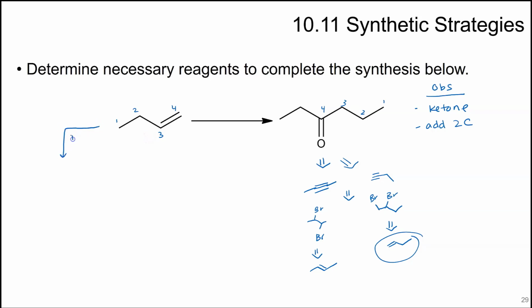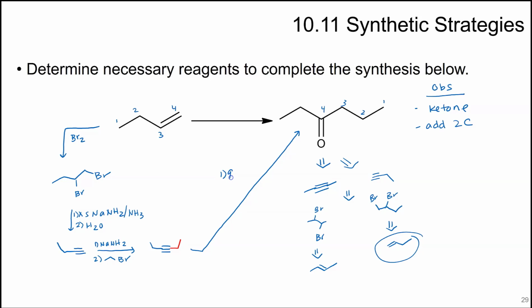Now if I go in my forward direction, I use Br2, then excess NaNH2. One, two, three, four. And then I want to add my carbons. I already have four carbons, and I'm adding two more onto here. And then at this point, you can add the 9-BBN, H2O2, OH minus, or you could do the HgSO4, H2SO4, because this is symmetric and it will go either way to get you this product.